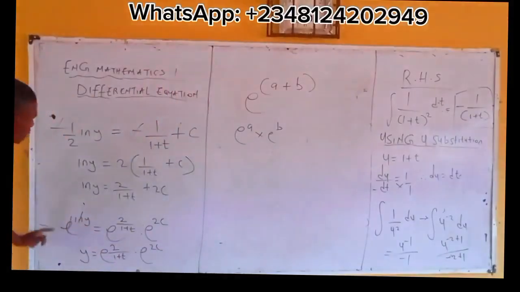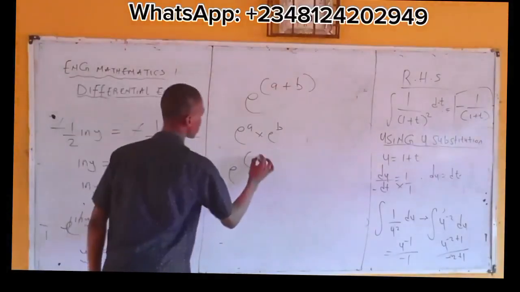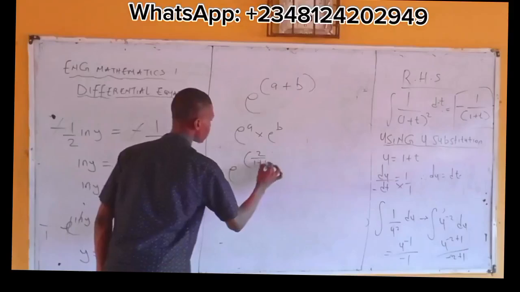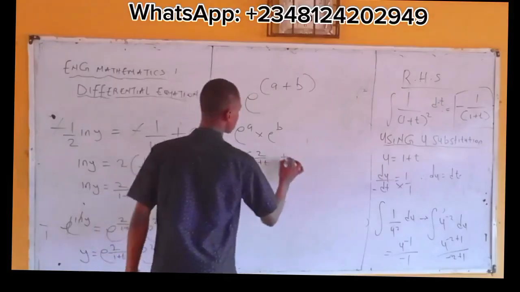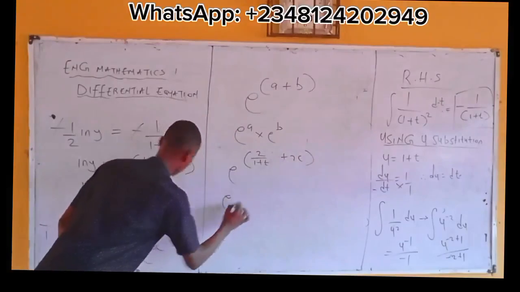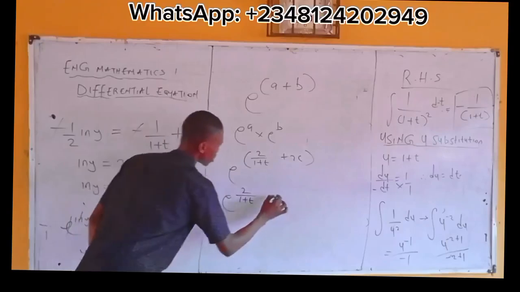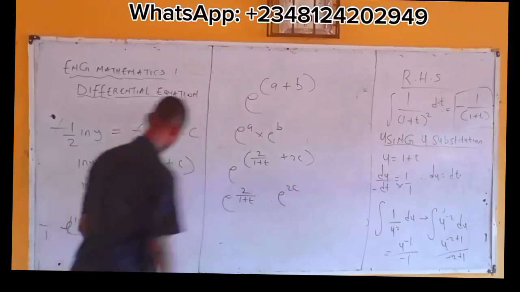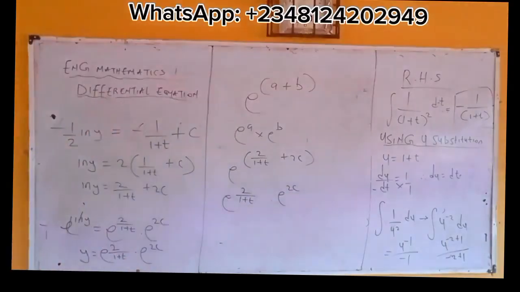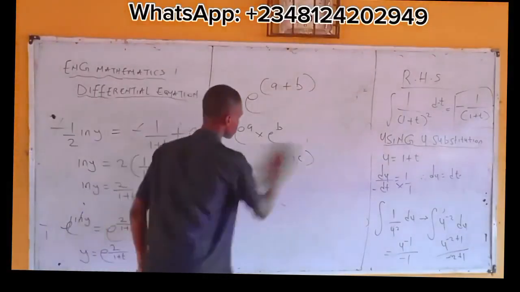Meaning, when we took exponential to both sides, we have exponential all into bracket 2 divided by 1 plus t plus 2c. So it becomes exponential 2 divided by 1 plus t dot exponential 2c. And that's how we got this. Hope you are clear on that. That's how we got this.